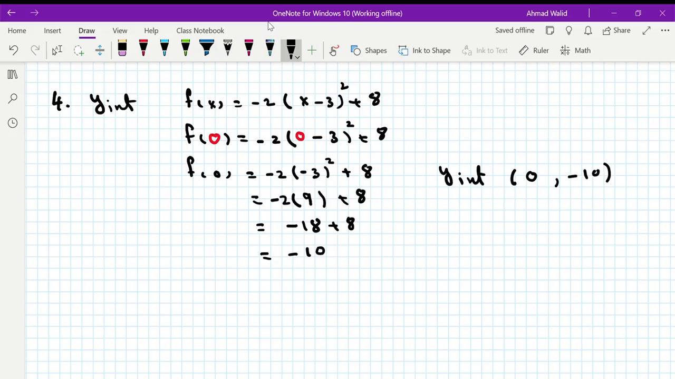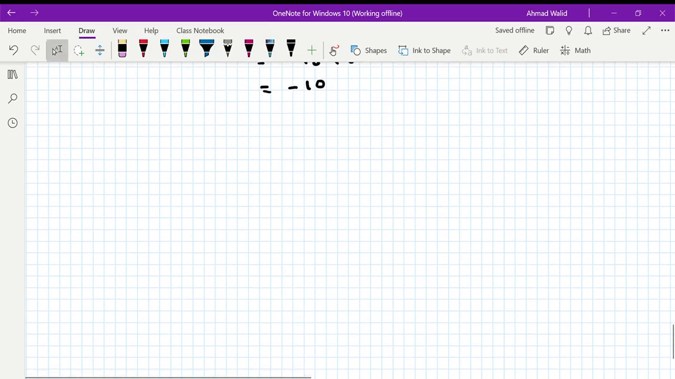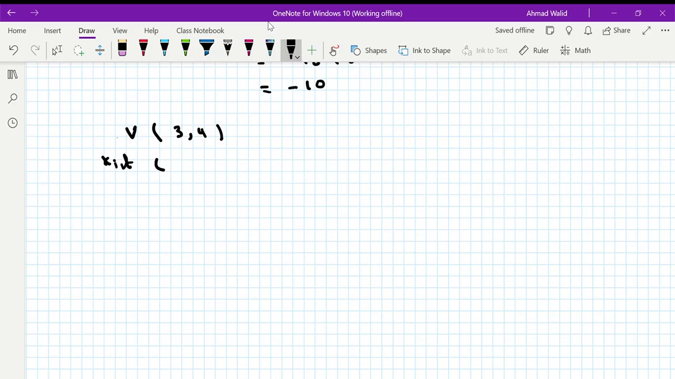Now look, a lot of information. I have a lot of points. What is the list of my points? Look, the first one, the easy one, vertex, which was at (3, 8), right? It's one ordered pair. The x-intercepts that I found for you, what were they? (1, 0) and (5, 0). It's another 2 points that you can plot. The y-intercept, which we just found, is (0, negative 10).